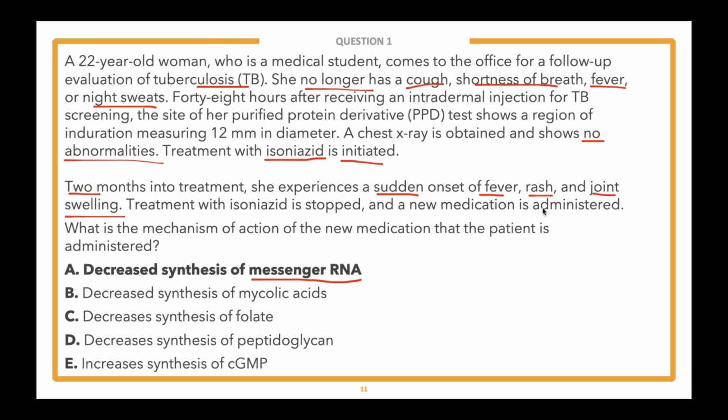And so finally we come to B, decreased synthesis of mycolic acids. And this one it's quite a good distractor because it actually refers to the original drug that this patient was put on, isoniazid. And so, well, it doesn't matter for this particular question. Remember that there's something special about isoniazid's mechanism of action. So before it can actually get to this point where it inhibits mycolic acid synthesis, it needs to be turned into an active metabolite form.